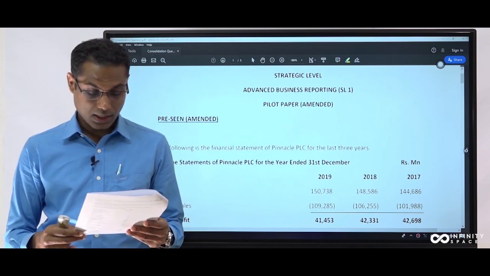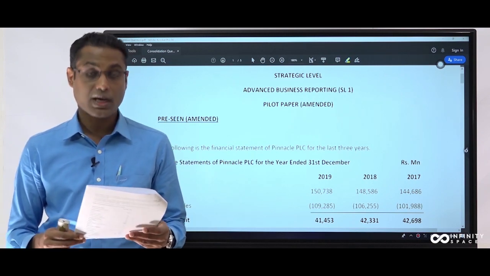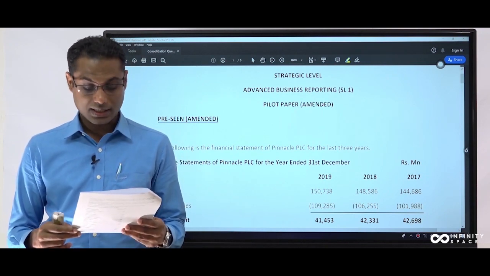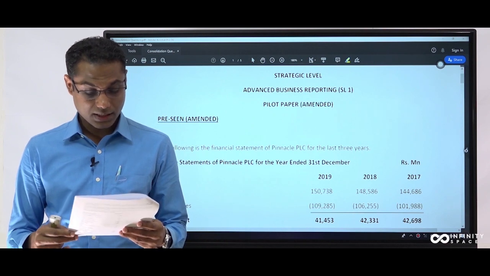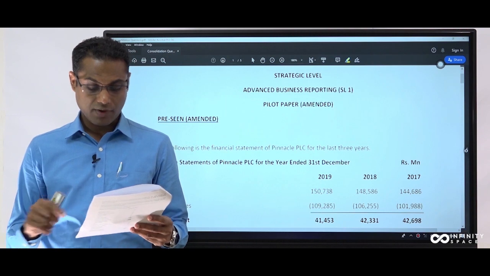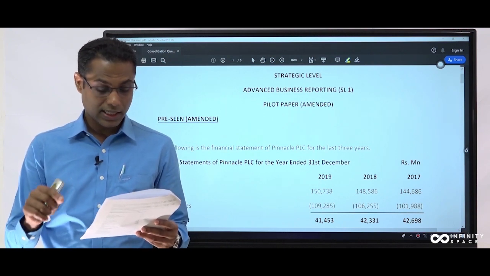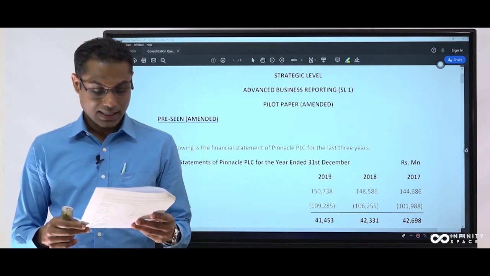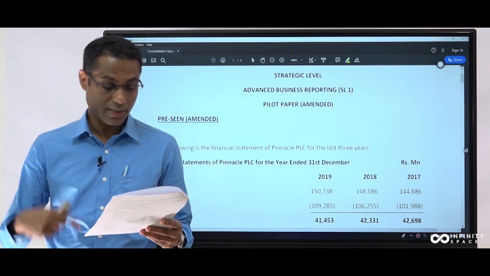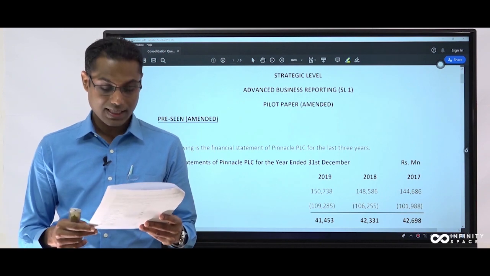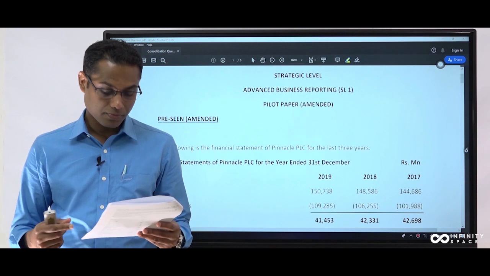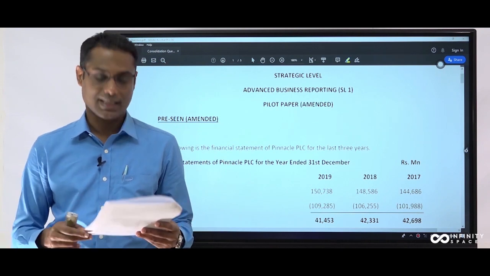This is the most important part of the question, where you are asked to prepare the consolidated income statement and other comprehensive income, plus the statement of financial position as at 31st December 2019. It was mentioned that the 25% interest held in Teak PLC is to be considered as an investment in associate, because Pinnacle had significant influence over Teak PLC, which means it has to be accounted for as an associate. Once we go through the question, I will explain this in detail.